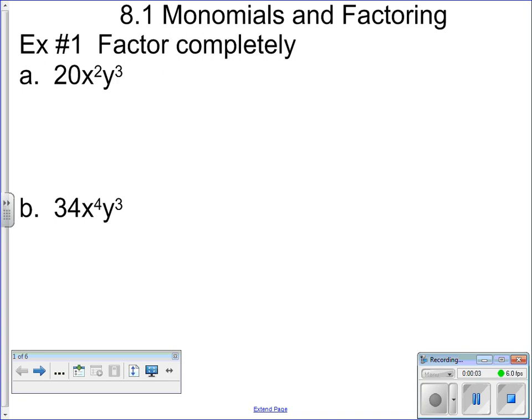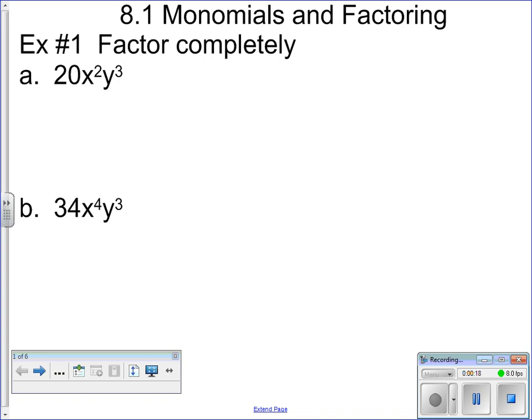Lesson 8.1, Monomials and Factoring. Now, if you look at the first example, 20x squared y cubed. Our job is to break that down into all of the parts that make it.